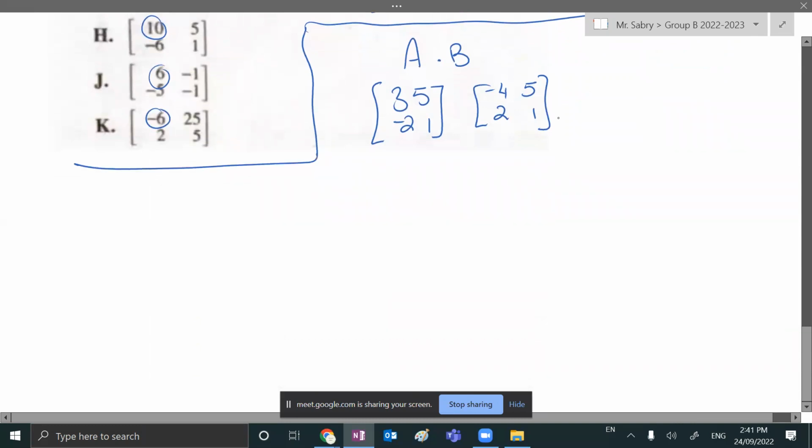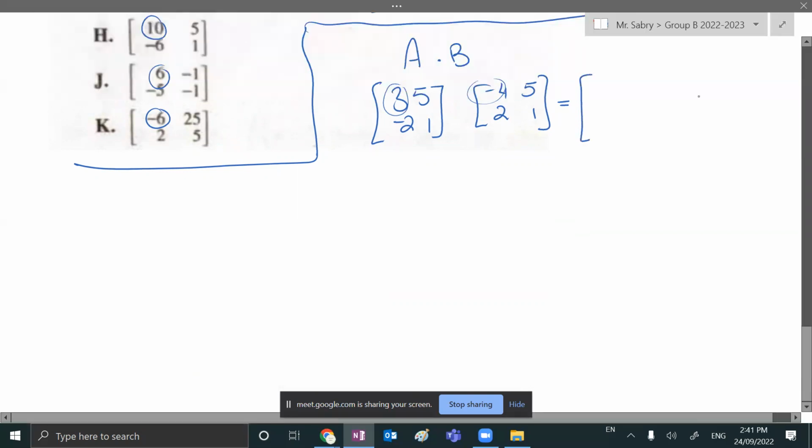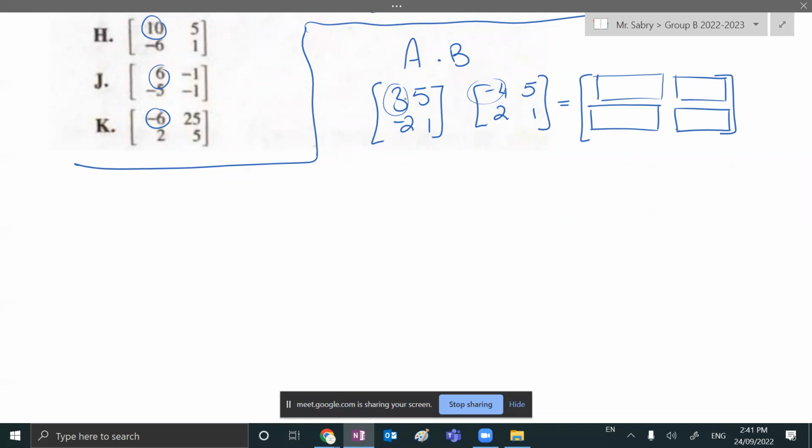In the multiplication, it's a bit different. We do not multiply this term by this term. It doesn't go this way at all. First of all, you need to understand that the answer will come out as 4 different terms, just like each of those matrices has 4 different elements, 3, 5, negative 2, and 1. There's an upper left element, upper right element, lower left, and lower right.